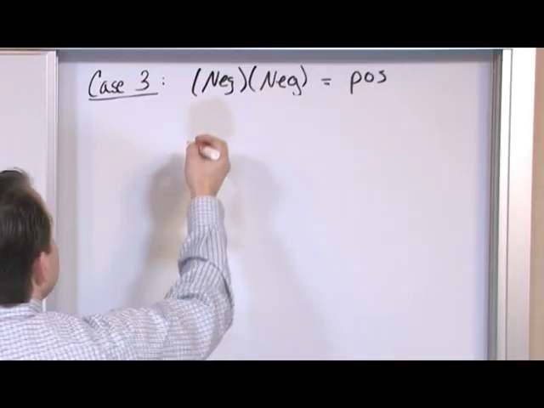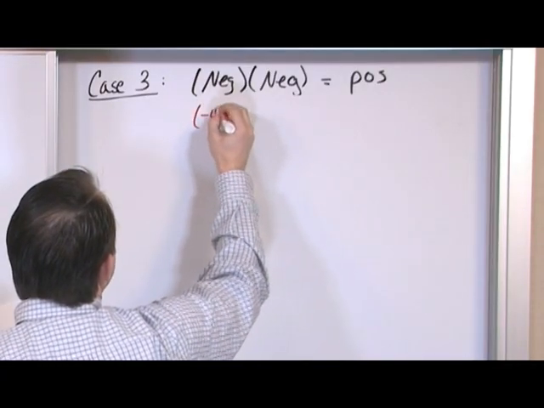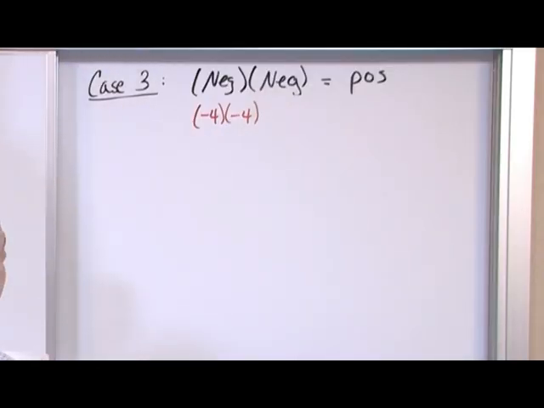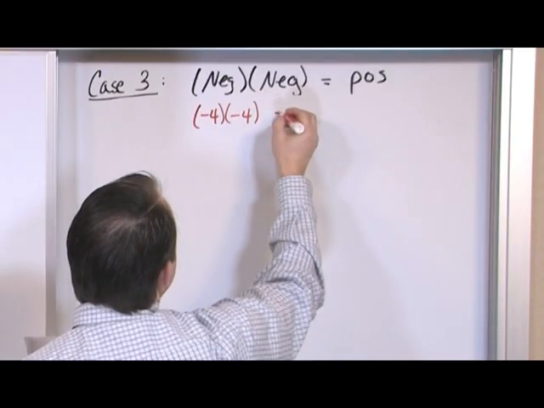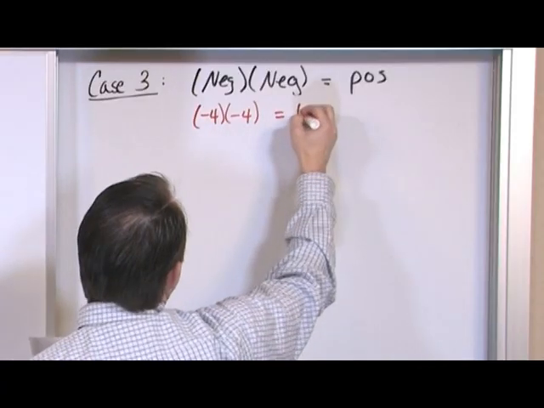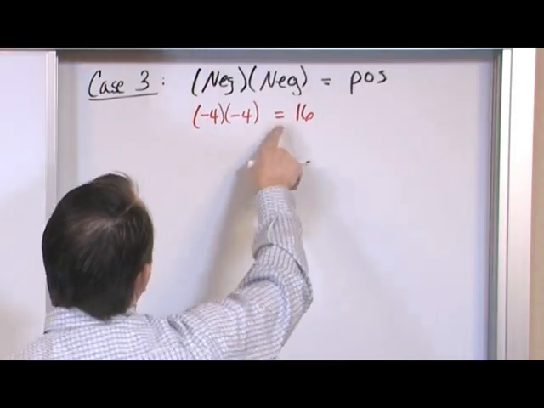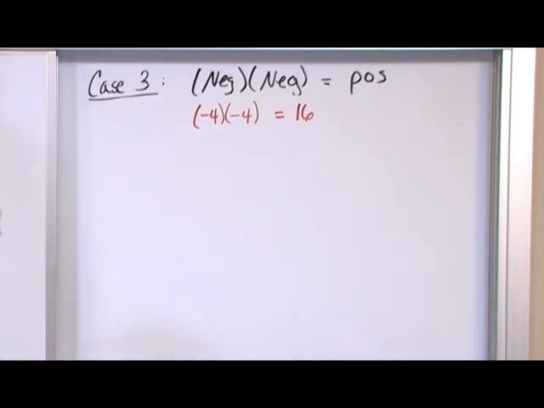One quick example, let's say we have negative 4 times negative 4. Well, I just go ahead and multiply those together. 4 times 4 is 16, and because they have two negative signs, it's positive 16. So I don't have to put any negative signs here because the answer is always positive when both of these are negative like that.